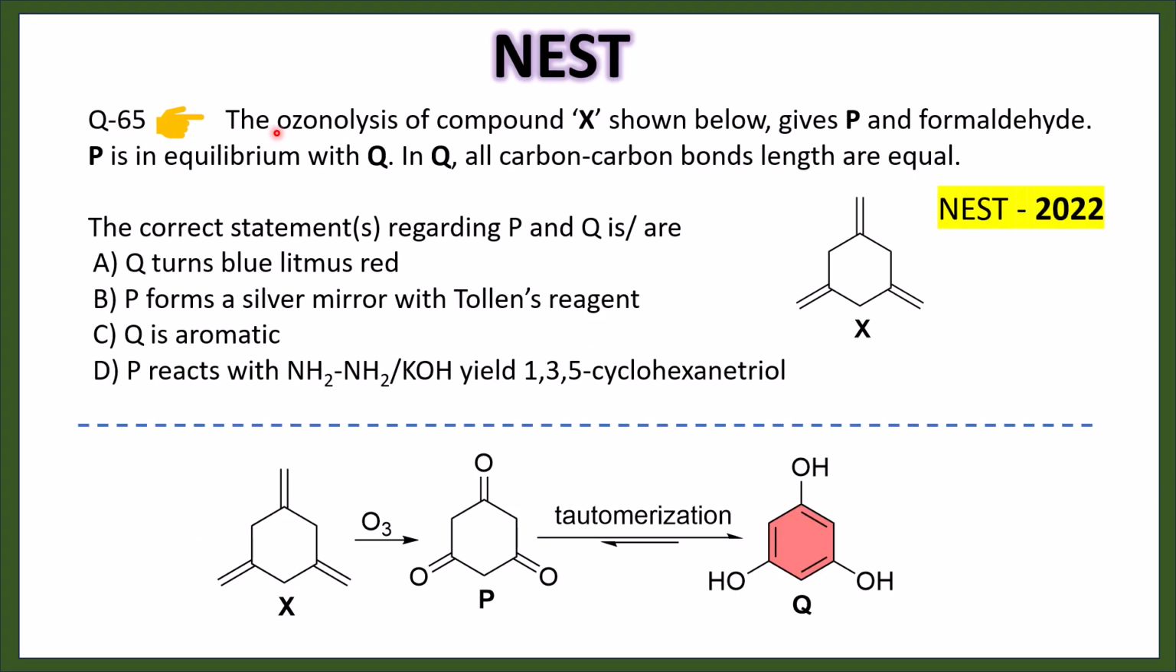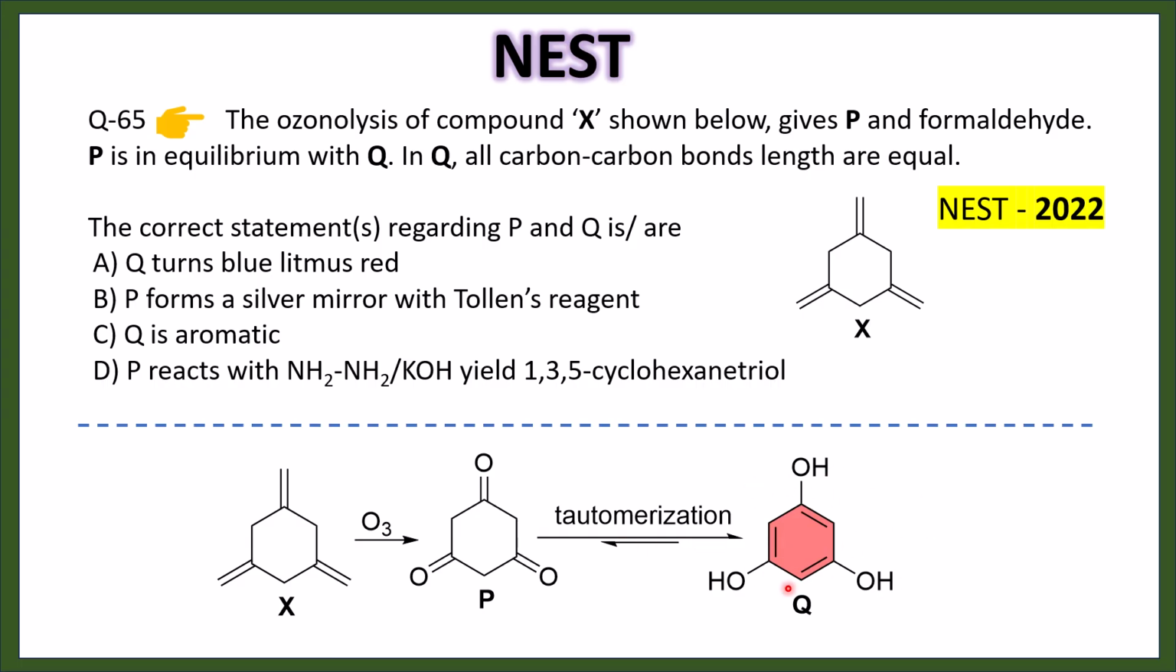Now question number 65. The ozonolysis of compound X shown below gives P and formaldehyde. P is in equilibrium with Q, and in Q all carbon-carbon bonds are equal. So we have to find the correct statement. Let's do that. This is X. After ozonolysis, fragmentation of this double bond gives the ketone, and this part gives the formaldehyde. So this is P, and tautomerization gives this Q.